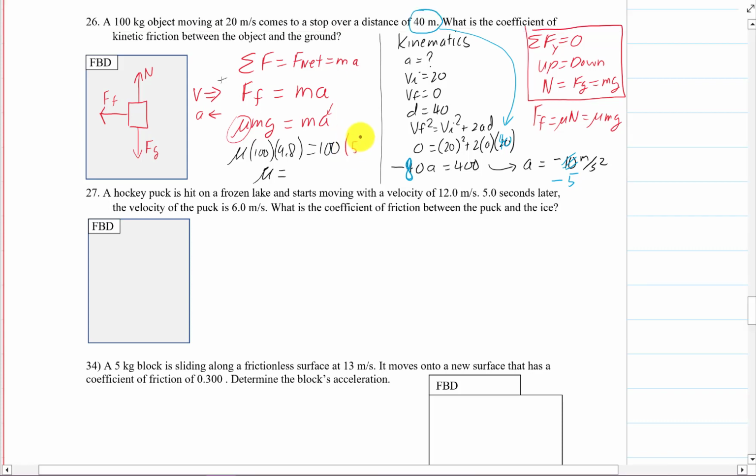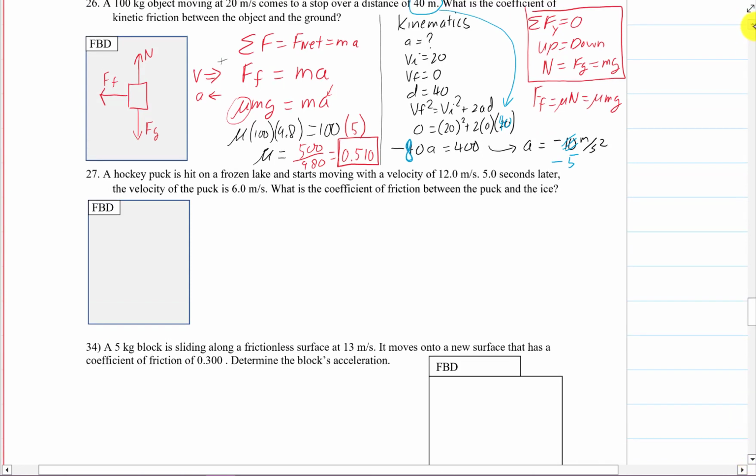This will be only 5. So this is going to be 500 over 980, and that mu is going to equal 0.510. So that is the coefficient of friction to make this happen. Sorry for the mistake. Let's try number 27.